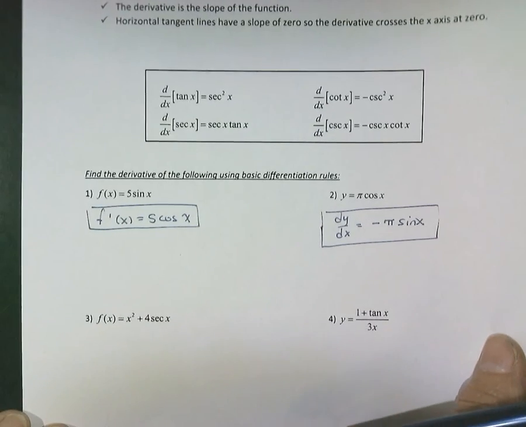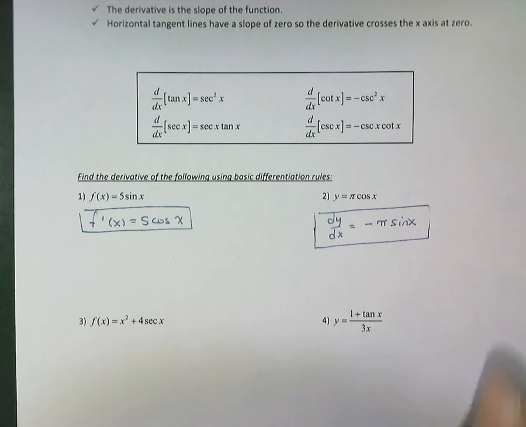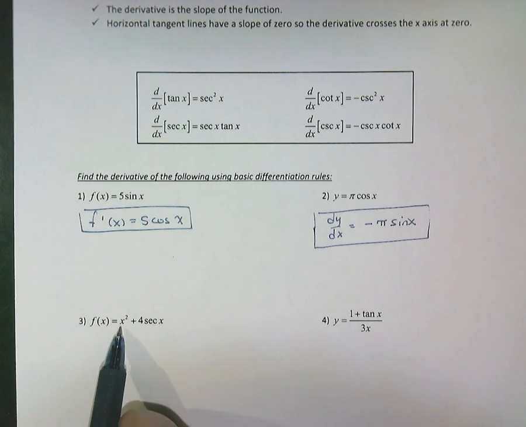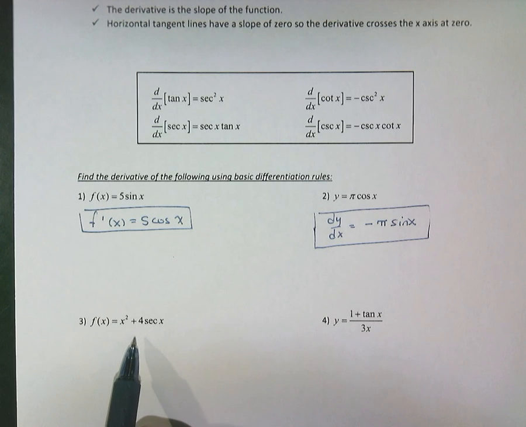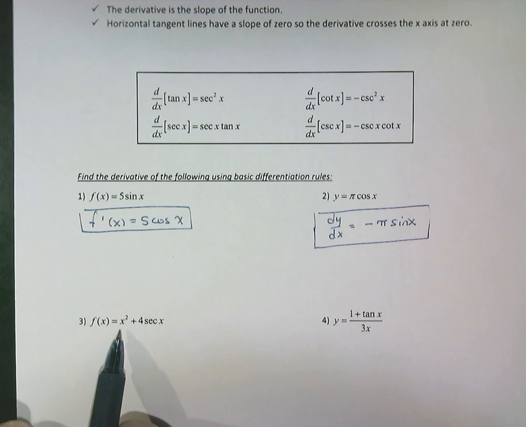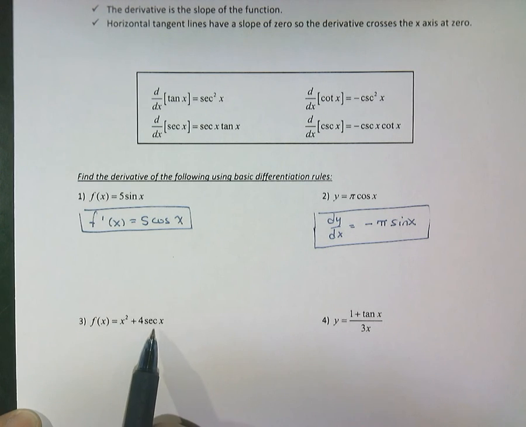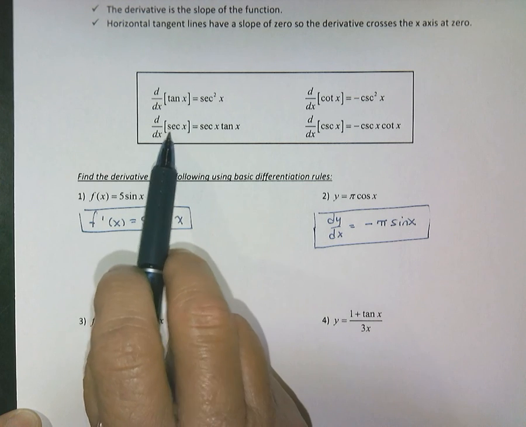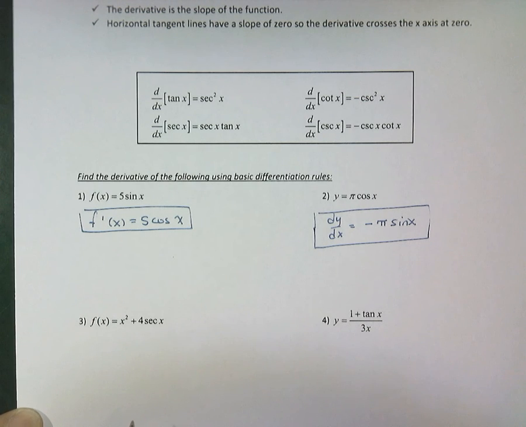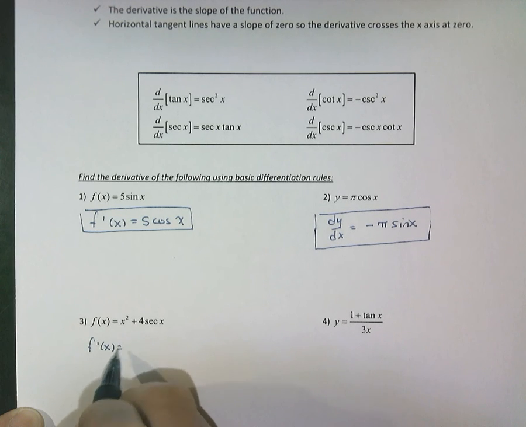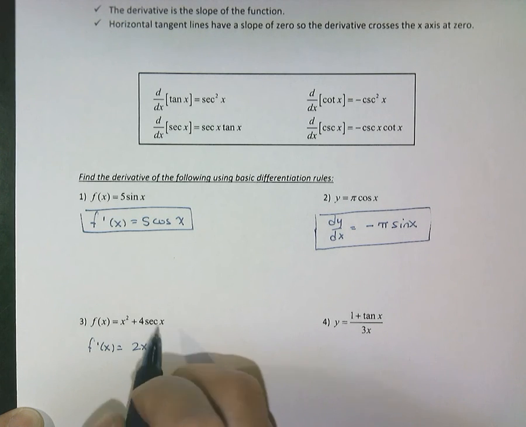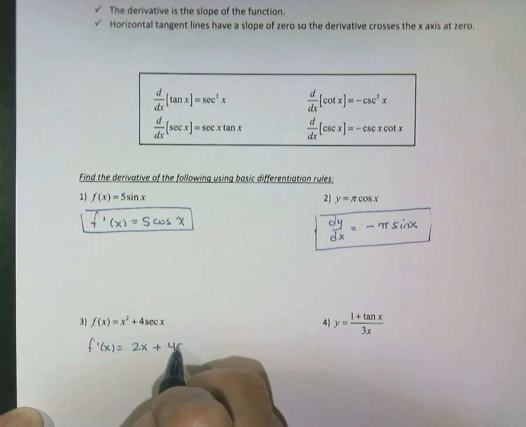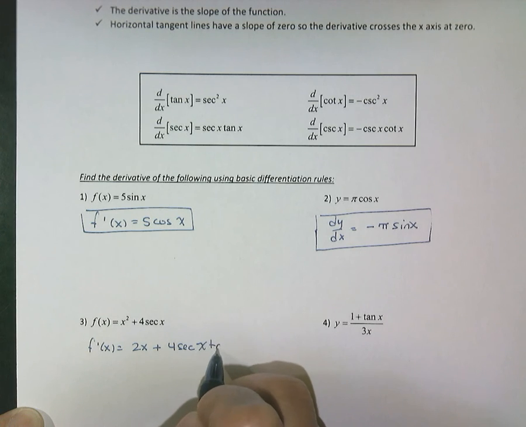The next one, I've got a combination of a polynomial and a trig, and that's okay. For the polynomial, we can use the power rule, and for the trig, we're going to go back up here. The derivative of secant is right up here, secant x, tangent x. So that means the derivative is going to equal 2x plus 4 secant x, tangent x.